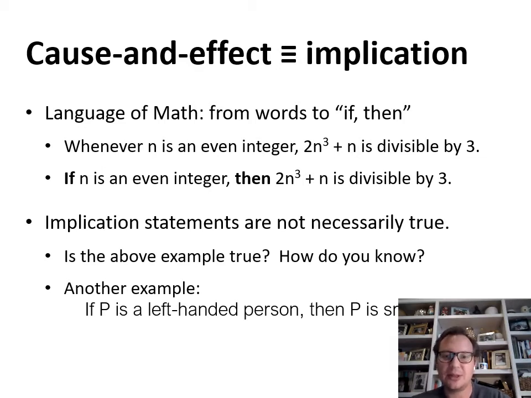Another example that's not necessarily true is, for example, if P is a left-handed person, then P is smart. So clearly this implication does not necessarily hold.